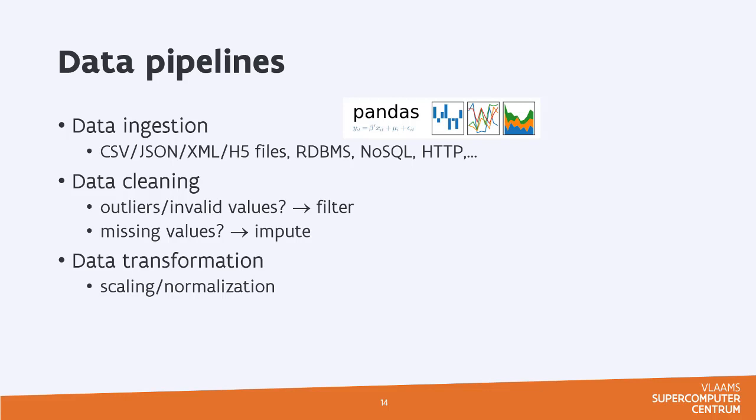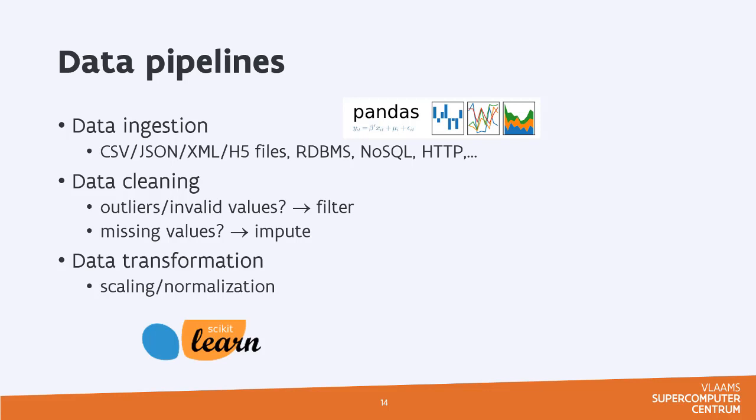Then there is data transformation. For instance, you might want to scale your data, you might want to normalize it. So we'll also discuss that. It's a pretty important step and has a serious impact on the performance of your machine learning algorithms.